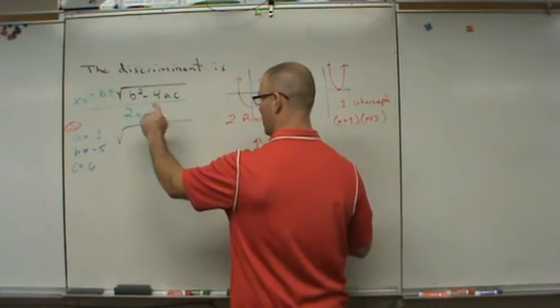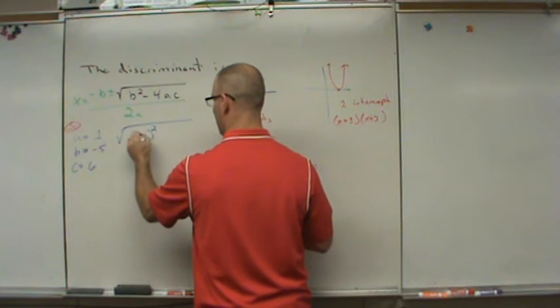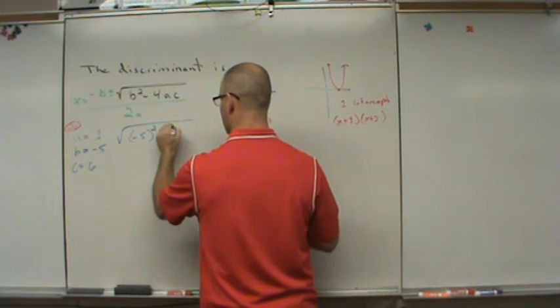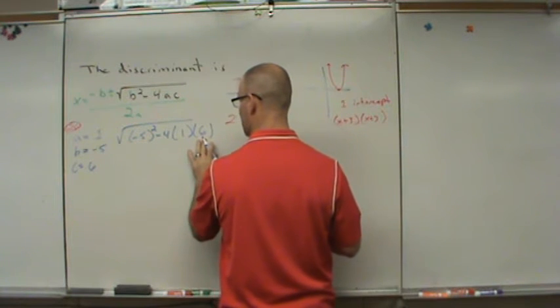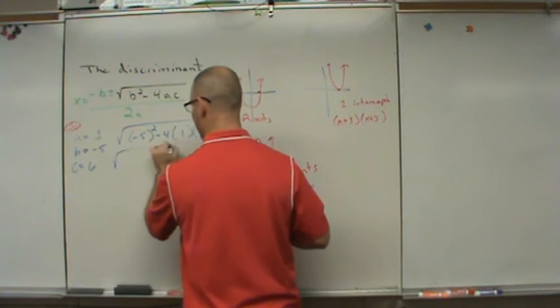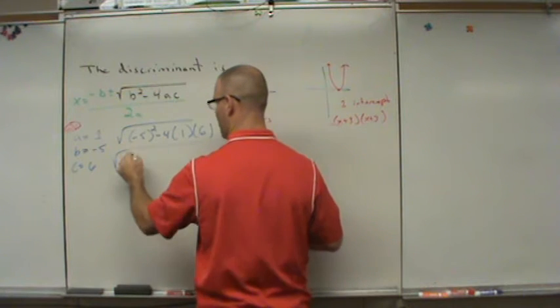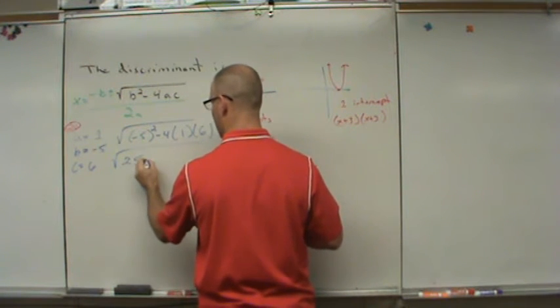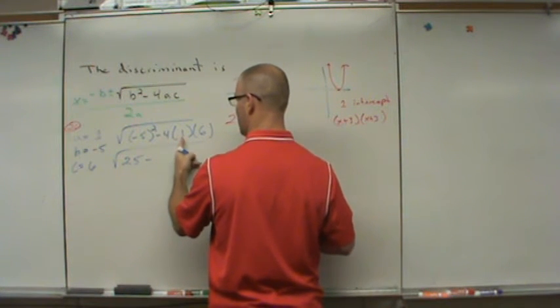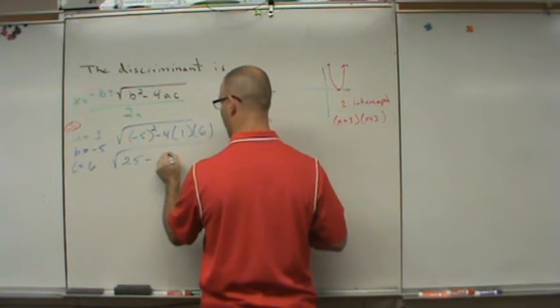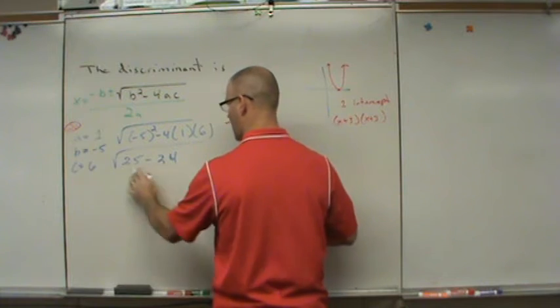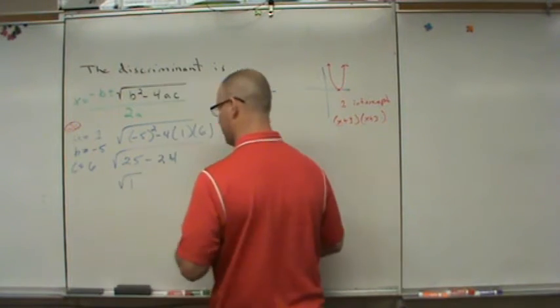Again, focusing only on the discriminant: minus 5 squared minus 4 times A, which is 1, times C, which is 6. Again, the only difference is this 6 right here. How does that affect the radical or the discriminant? Well, 25 minus, because a negative times a positive is negative, 6 times 4 is 24. And this simplifies to the square root of 1.